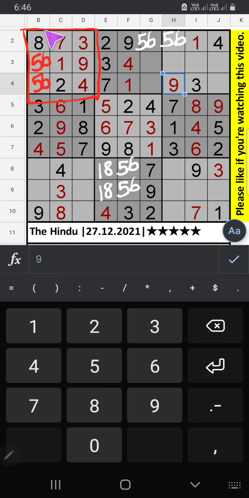Then in column B only 2 numbers are remaining, 1 and 7. In the 8th row we already have 7, then can't come in this cell. 7 will be confirmed here. Then 1 will be here. If 1 comes here, then can't come in this cell. Then 1 confirmed and 8 also confirmed.